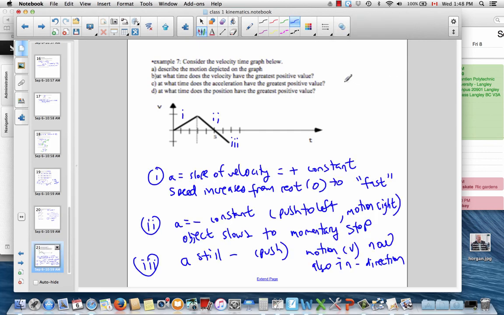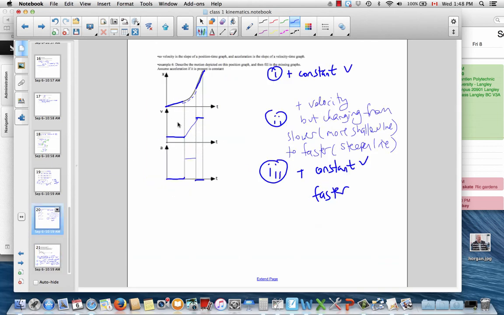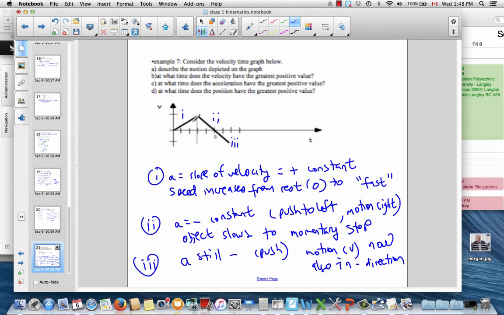Okay, so first let's have a look at the interpretation. 3 sections, 1, 2, and 3. So this was, just like on sort of the middle section of this previous graph, this is a positive constant acceleration. We see this velocity is increasing from 0 up to a fast value. There's no numbers here, so it's going quick there.